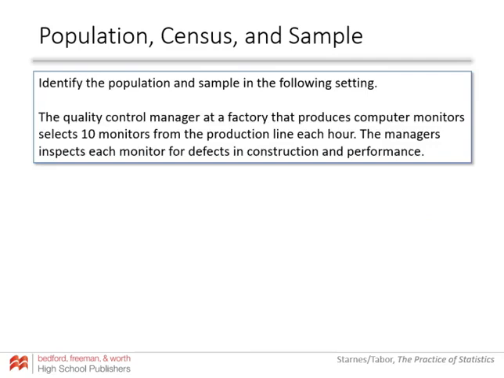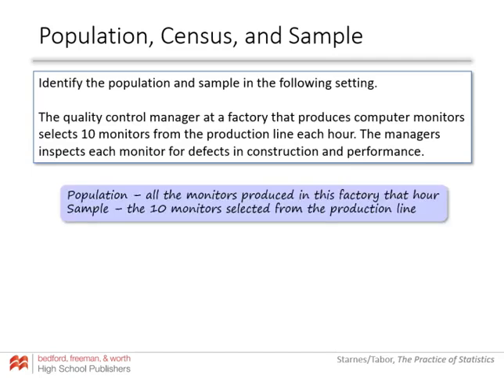We want to make sure that you can identify that. So here we have a quality control manager who is going to take 10 monitors from the production line every hour and inspect them for any defects. What is our population and our sample? The population in this case is all of them that are produced in that hour. And then the sample is the 10 that we pull off the line to test.